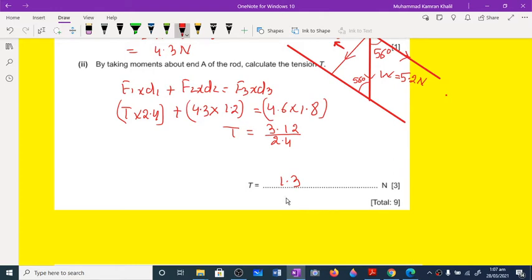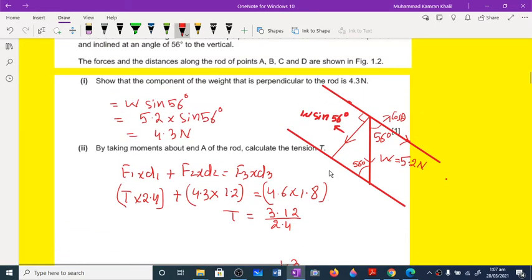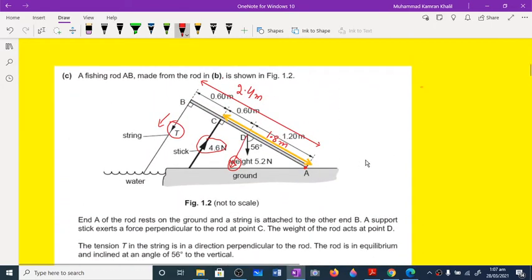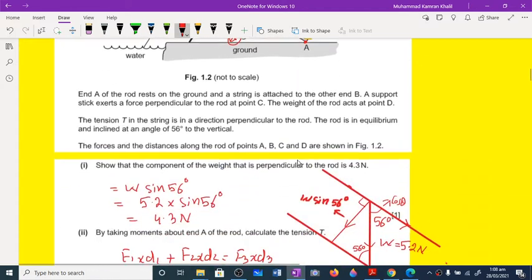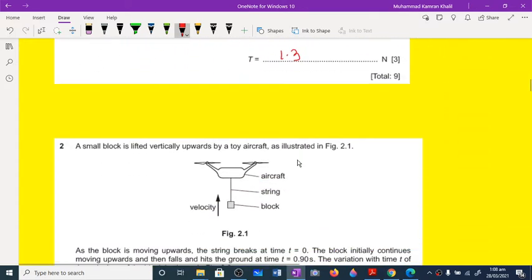So I hope that now you have a good understanding of this question. The main thing in this question is that you have to identify how many forces are acting in one direction, meaning clockwise, and how many forces are acting in the anti-clockwise direction. And in equilibrium, the sum of clockwise moment is equal to the sum of anti-clockwise moment.